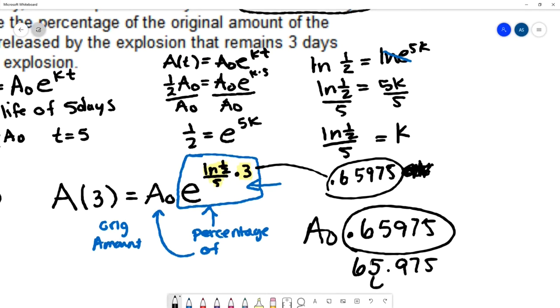So we're going to round to 66. So 66% of the original amount remains at 3 days.